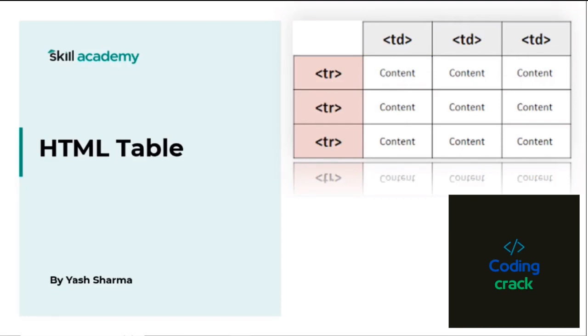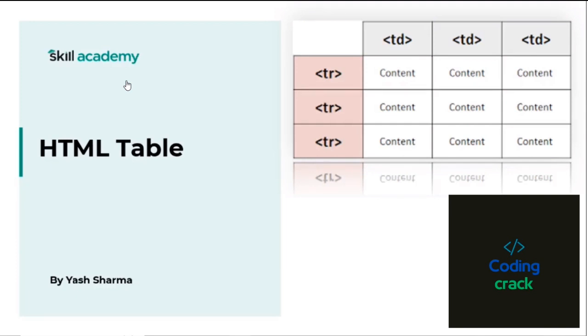Means we can display this information in row and column format. Another example, you are designing a website for a company and you need to display employee information. Again, we will display this information in row and column format. So in order to display data in row and column format or in a tabular fashion, we can use HTML tables. And in this video, we will be learning the same.